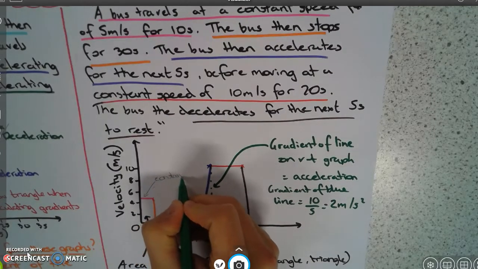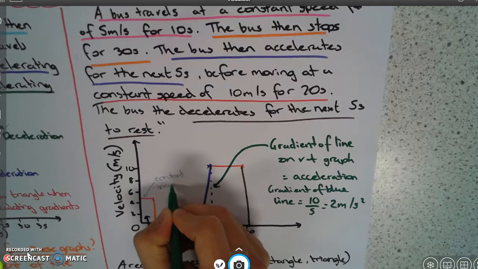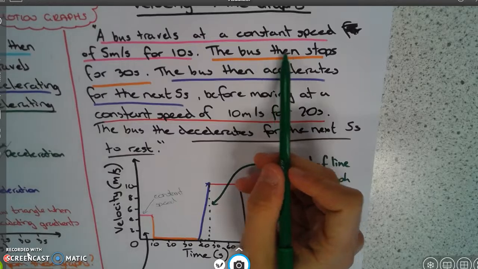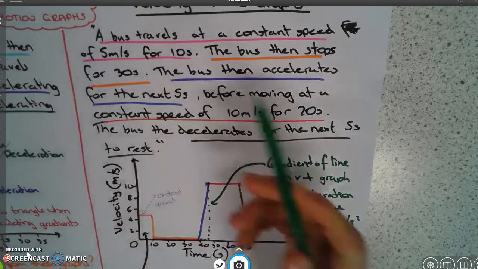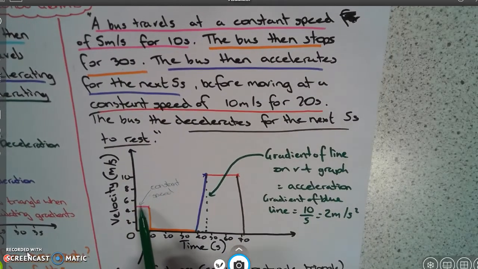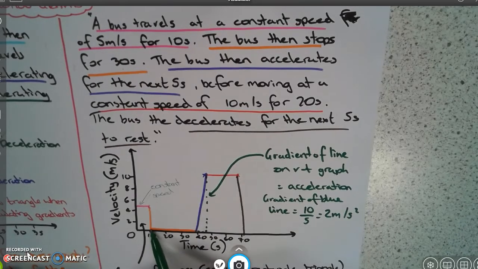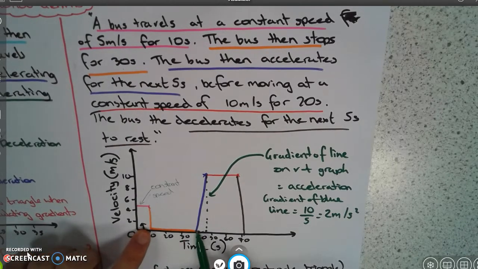And hopefully you can rewind it to see that that is different to what that shape looks like on a distance time graph. That means stationary on a distance time graph. The next sentence is that the bus then stops for 30 seconds. Well, if it stops, that means the velocity's gone down to 0. So you can see this graph goes down to 0 for the next 30 seconds, up to 40 seconds. 10 plus 30 is 40.